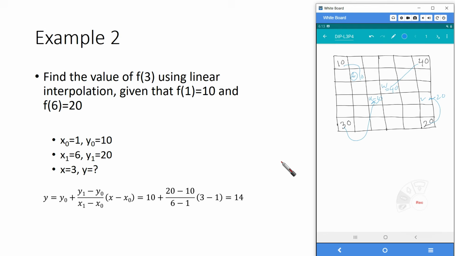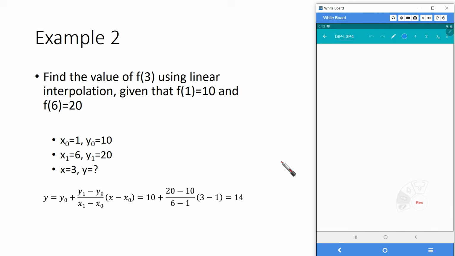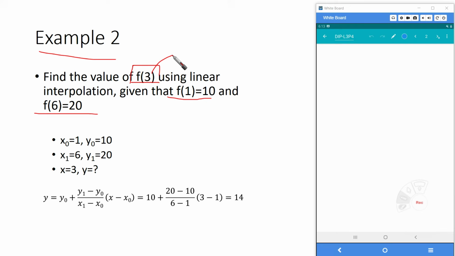Now there is another problem, problem 2: find the value of f3 using linear interpolation, given that f1 is 10 and f6 is 20. So this is a function. We have to calculate the value of the function at 3, given that the value of the function at 1 is 10 and the value of the function at 6 is 20. Graphically we can represent this in this pattern.